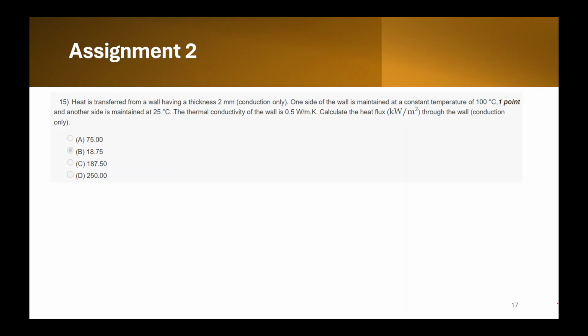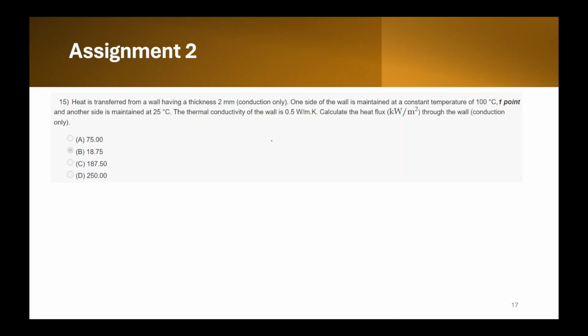Heat is transferred from a wall having a thickness of 2 millimeter, conduction only. One side of the wall is maintained at a constant temperature of 100 degrees Celsius. Another side is maintained at 25 degrees Celsius. The thermal conductivity of the wall is 0.5 watt per meter Kelvin. Calculate the heat flux in kilowatt per meter square through the wall, conduction only.